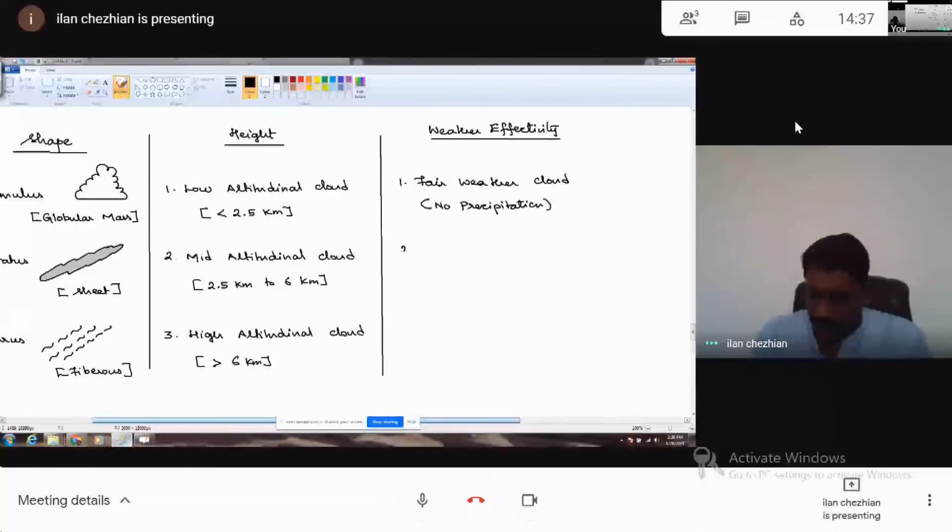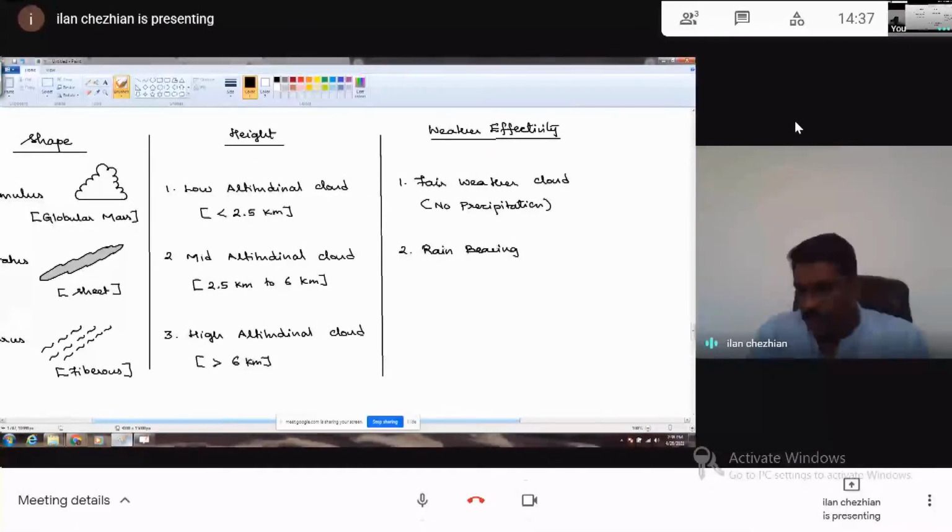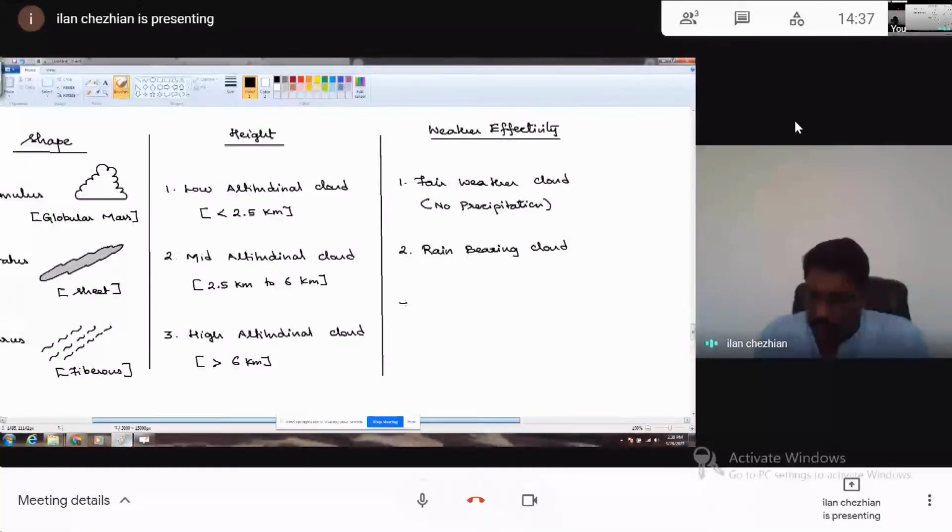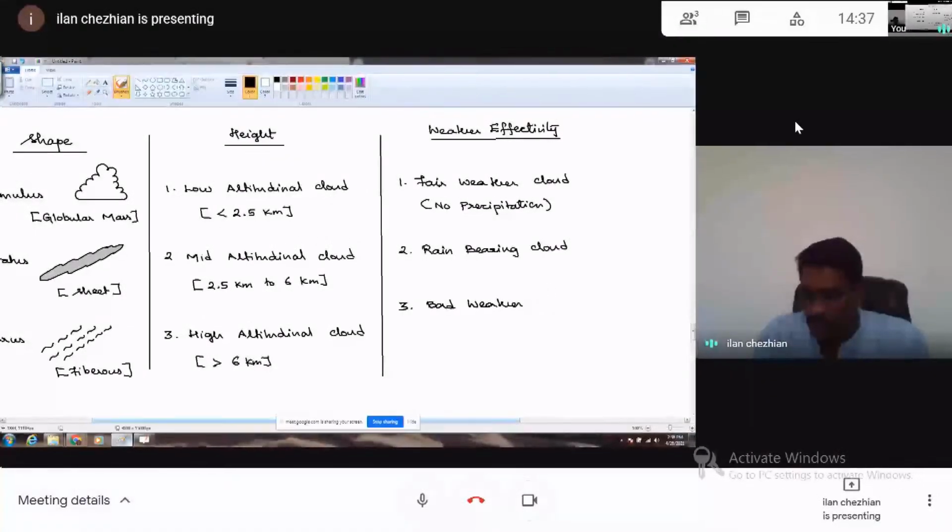Okay. Number 2, my friend, rain-bearing cloud. Name itself says rain-bearing cloud. Right? So rain-bearing cloud means what? Those clouds will result in precipitation. You call them as what? Rain-bearing cloud. Okay. And comes the 3rd cloud, bad weather cloud. Call them as what? Bad weather cloud.